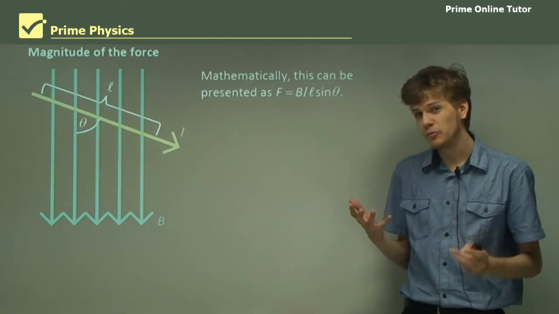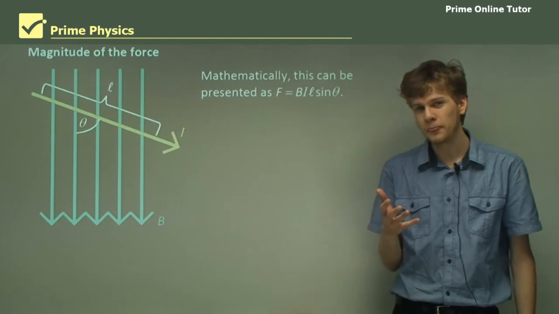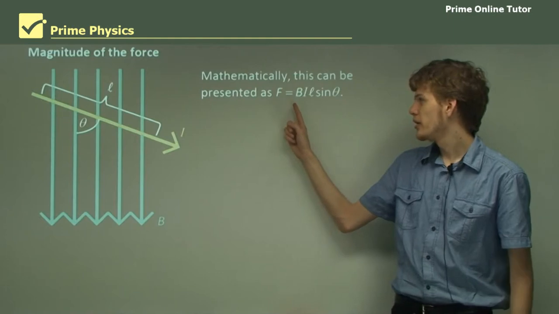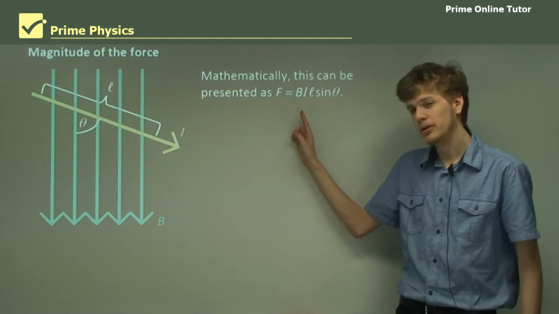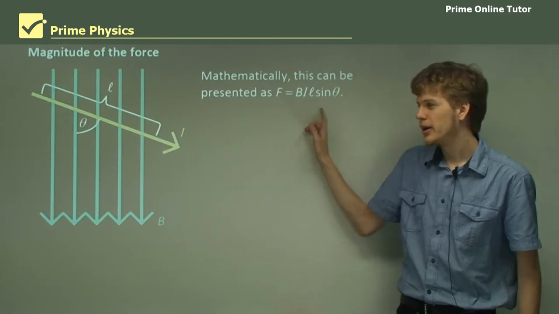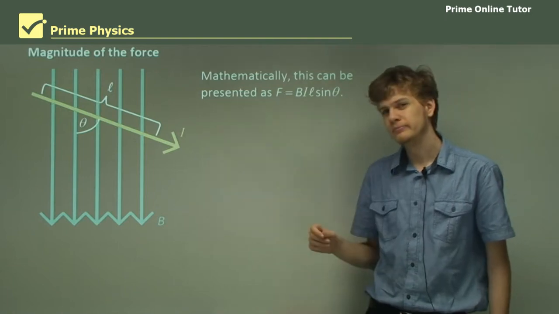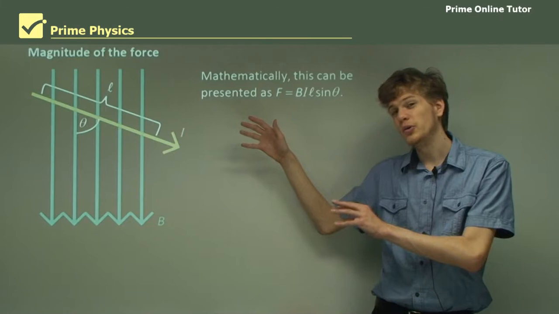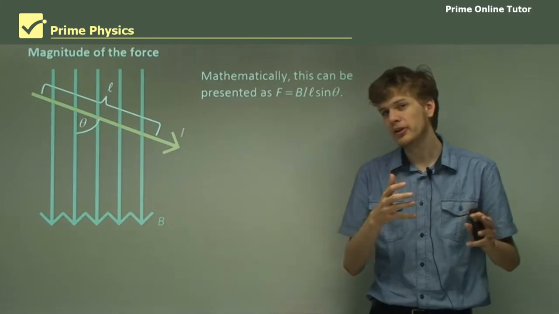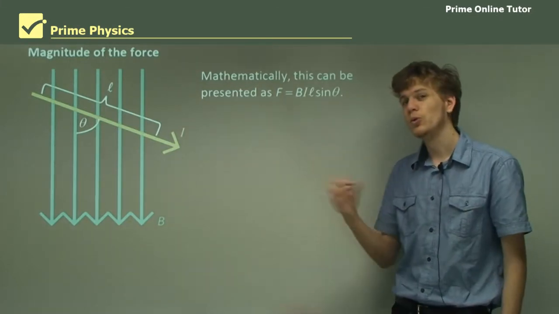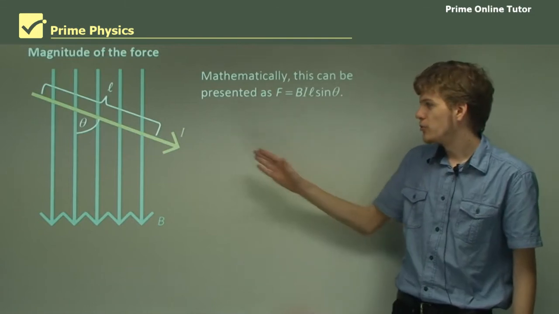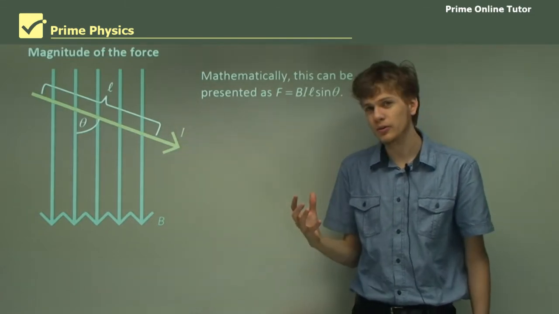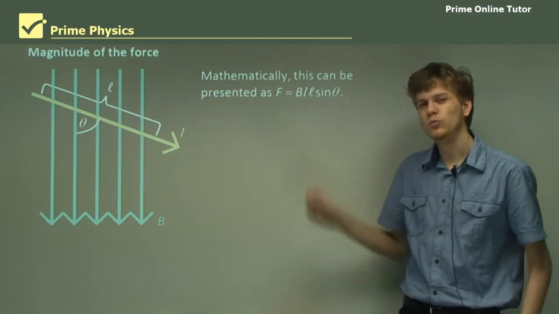So mathematically, we can write this down. We can say that force is proportional to magnetic field, current, length of the wire, and the sine of the angle. So remember, if the angle is 0 and our wire is parallel to the field, then sine of that angle will also be 0. Whereas if we're perpendicular and our wire is at right angles to the magnetic field, then sine theta will be a maximum.